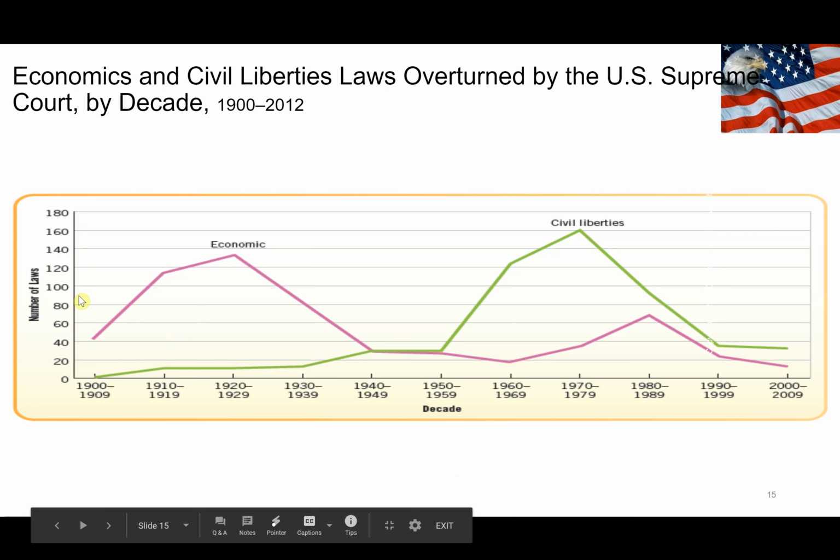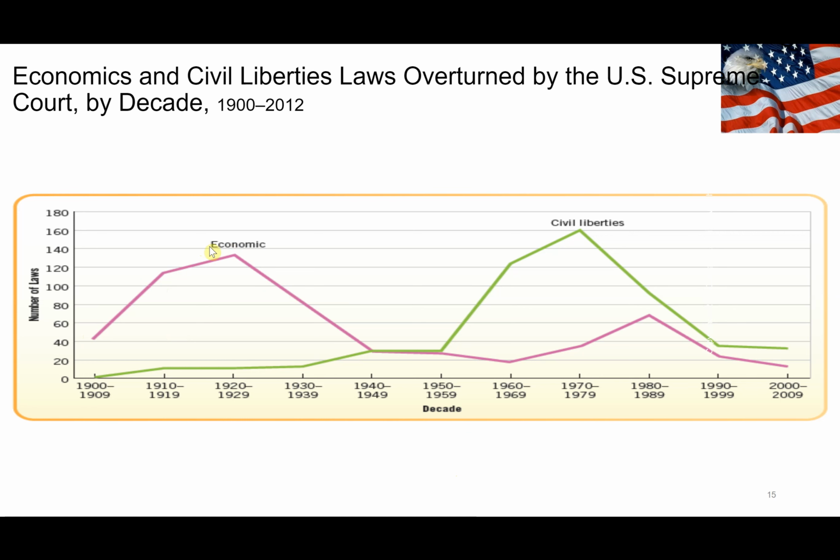as we can see, basically during the pre-New Deal era, economic laws were frequently overturned, but then that diminished with the New Deal. Now you do see a brief peak during the 70s and during the Reagan administration, but it declines by the time the Obama administration comes around.